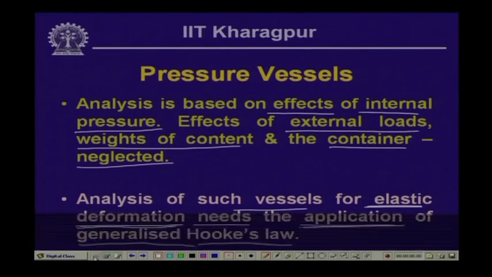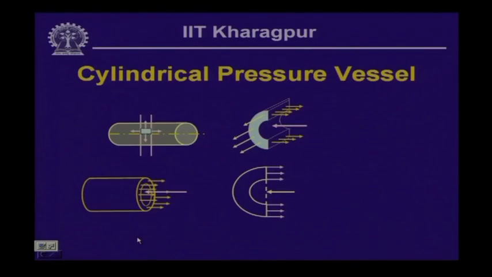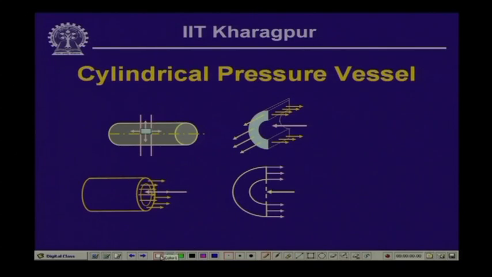Now, we can have different forms of pressure vessels, but in this particular lesson we are concentrating on a pressure vessel which is of cylindrical form. If we have a cylindrical pressure vessel with internal pressure more than the external pressure, then what will be the state of stress acting on such containers?